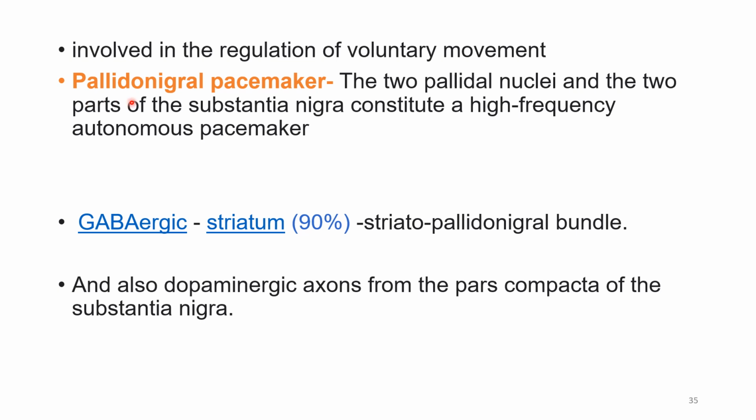Then coming to the pallidonigral pacemaker. The two pallidal nuclei and the two parts of the substantia nigra, pallidonigral, will constitute a high frequency autonomous pacemaker. So the globus pallidus internus and externus along with the substantia nigra pars compacta and pars reticularis will constitute a high frequency autonomous pacemaker. It is called the pallidonigral pacemaker.